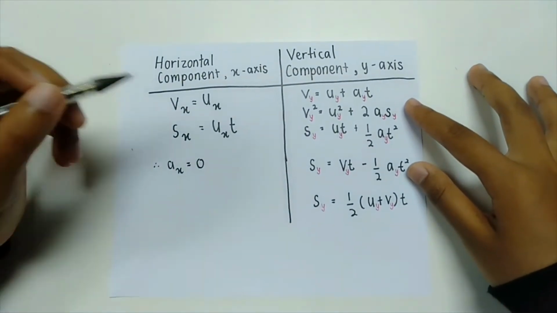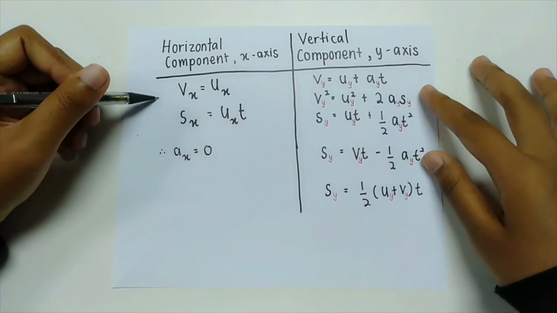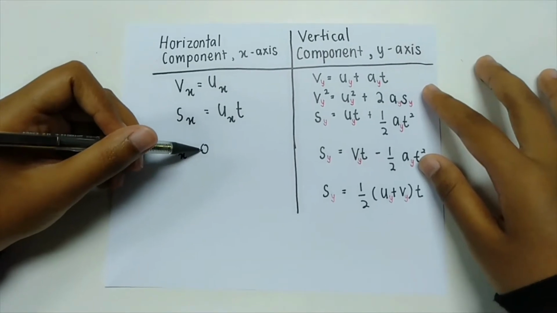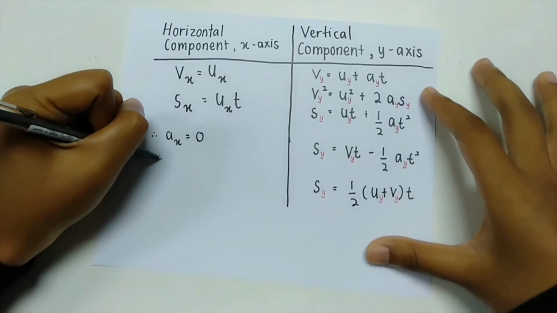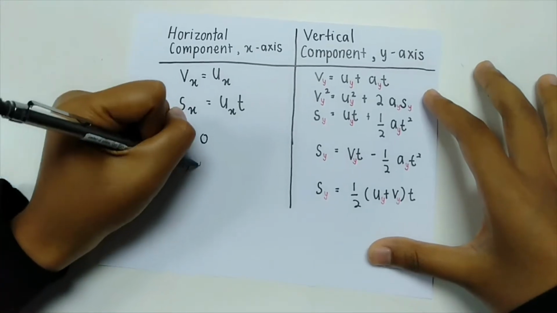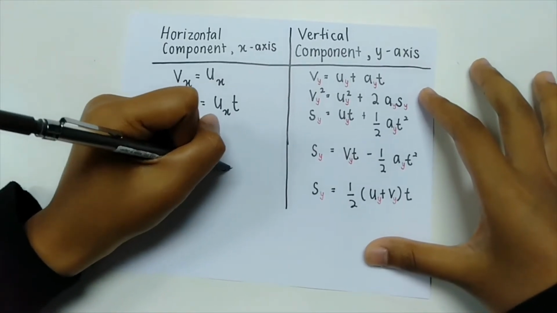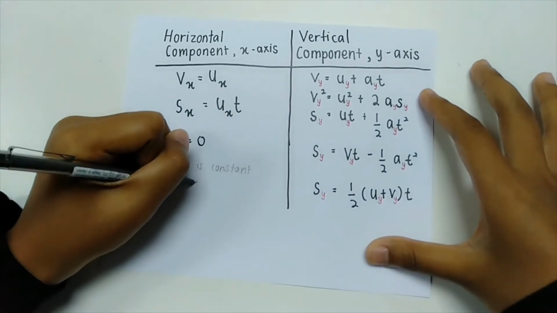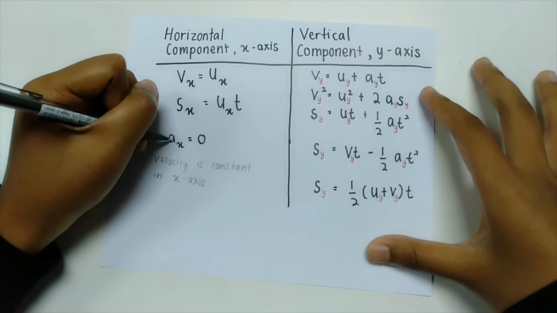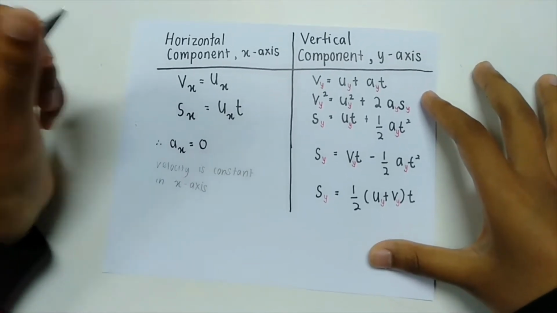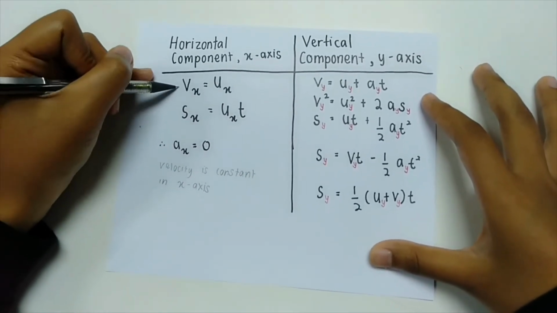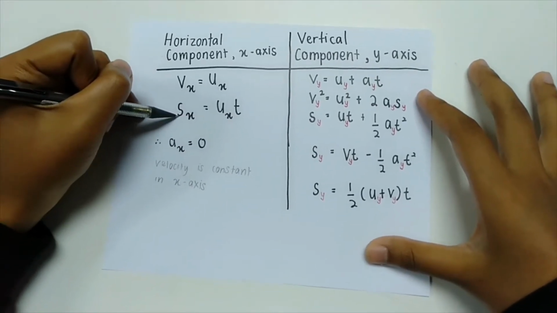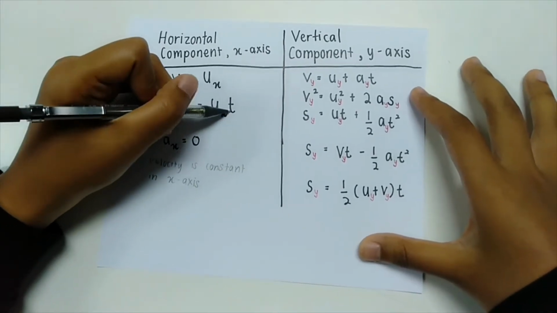Okay, but in horizontal component, it is different because ax equals 0, because velocity is constant in x-axis. So the acceleration in x-axis is 0. So we just use vx equals ux. The second one is sx equals uxt.